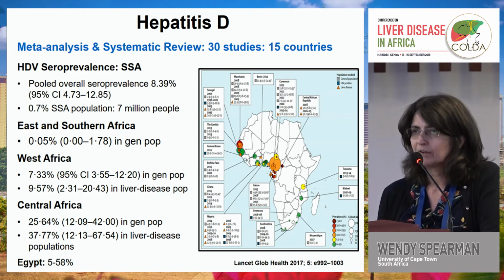Moving on to hepatitis D, this is an interesting virus in that it tends to be more prevalent north of the equator. The overall pooled seroprevalence is thought to be just over 8% in sub-Saharan Africa, accounting for 0.7% of the sub-Saharan population, or 7 million being infected. It's lowest in East and Southern Africa at 0.5% in the general population, and highest in Central Africa, where it's 25% of the general population and 37% in liver disease populations. And the reported data from Egypt ranges from 5 to 58%.